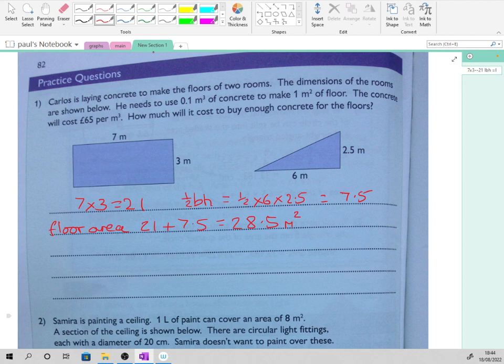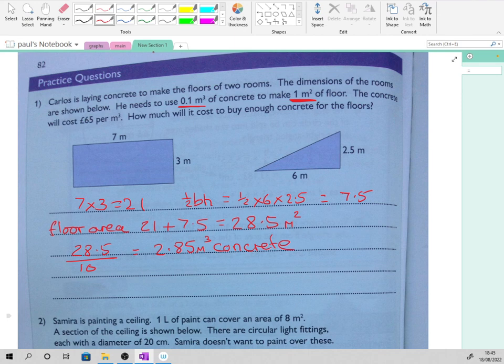Now we know how many meters squared there are of floor, so we've got to work out how much concrete. He uses 0.1 for every 1, so it's a tenth. If we take this number, 28.5, and divide it by 10, we get 2.85 meters cubed of concrete.